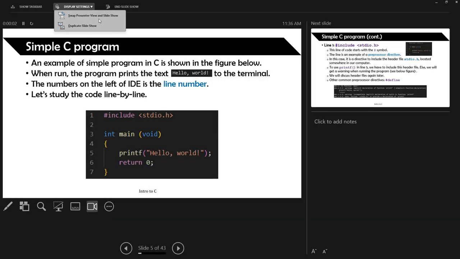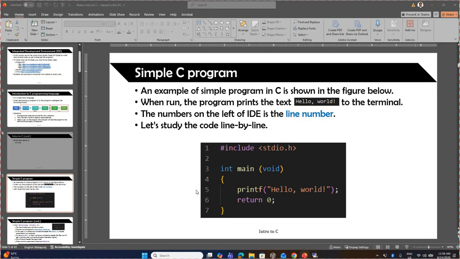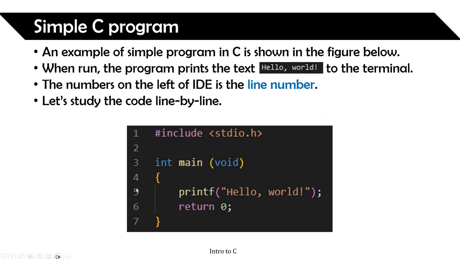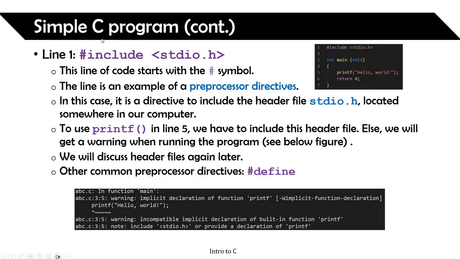Sorry, let me just change the settings a little bit. So this is the code that you actually have seen. The numbers on the left, 1, 2, 3, 4, 5, 6, 7, are the line numbers. So sometimes whenever you have anything to debug, it will actually give you the line number, which line has some problem and things like that. So now let us try to study the code line by line.